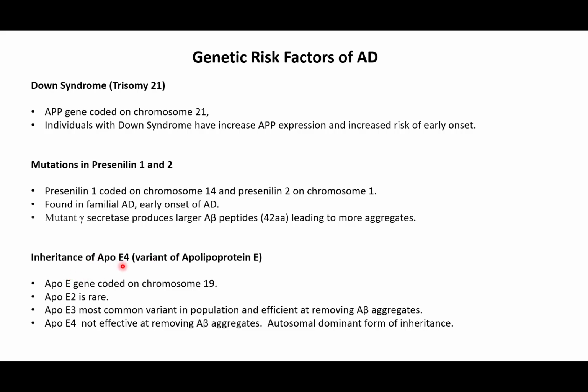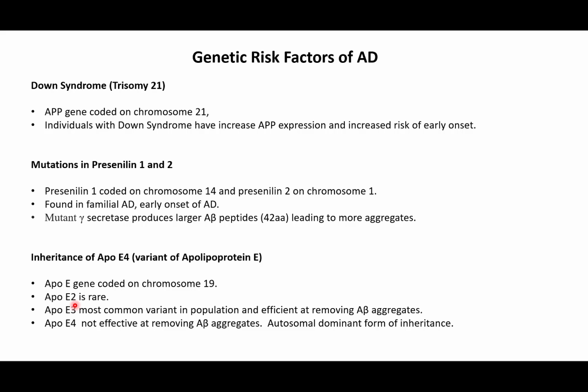Inheritance of ApoE4 variants. So ApoE, that apolipoprotein E that we talked about, is released by the astrocytes and goes and handles that beta amyloid aggregate. You have 3 versions in the population. Remember we had different versions and variants of mRNA? 3 variants: E2, E3, and E4. The ApoE gene itself is coded on chromosome 19, just for your interest.